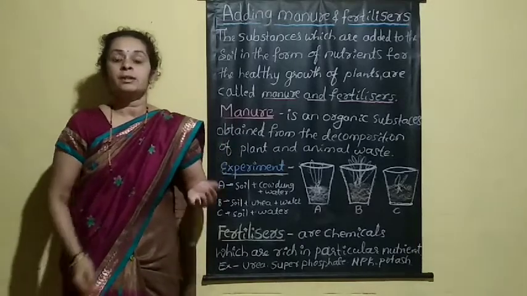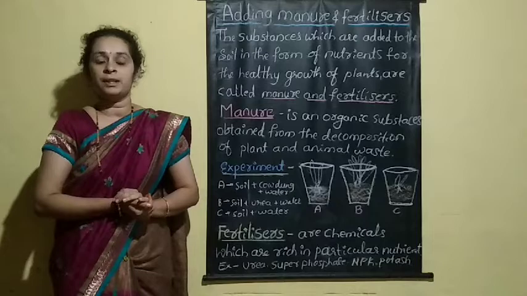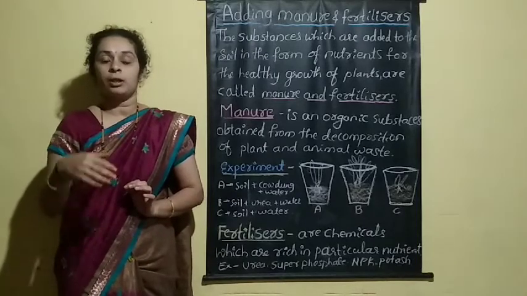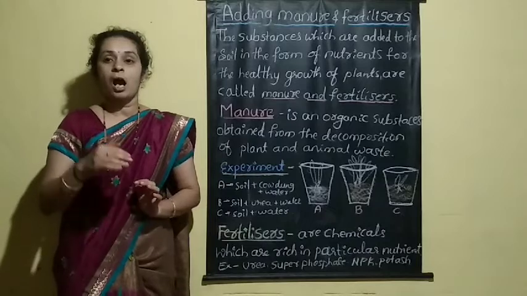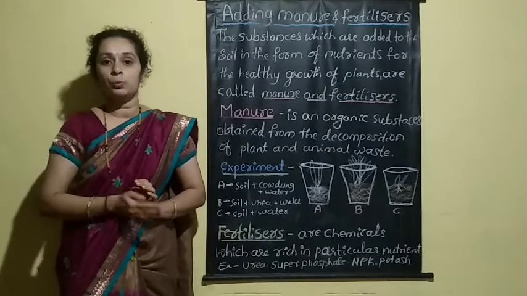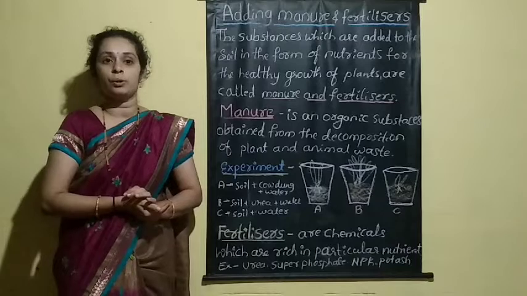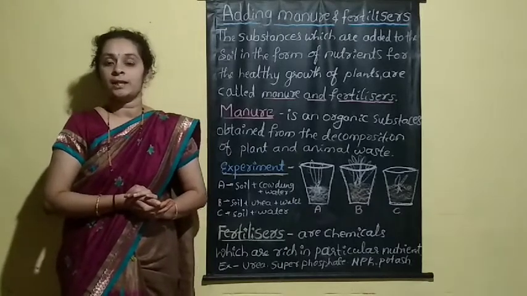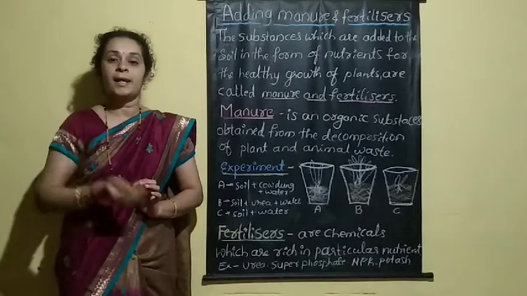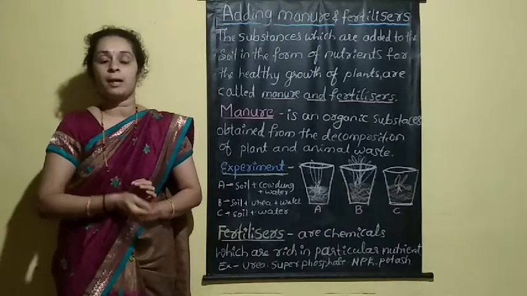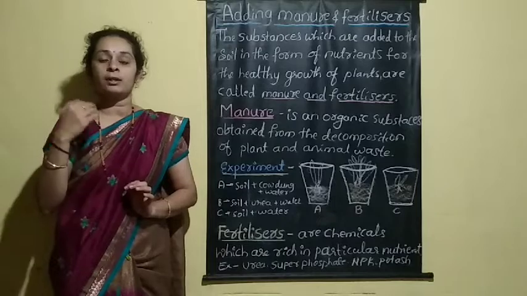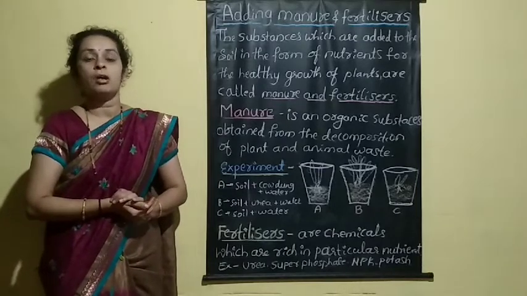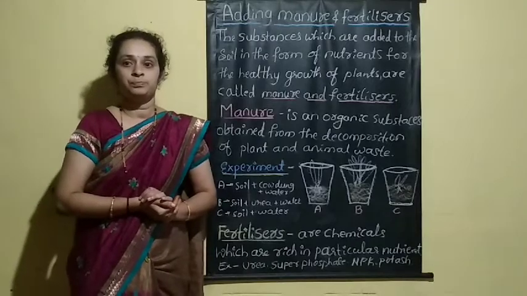Farmers will prepare the manures in the field. They put plant and animal waste in a pit in an open place, and after 1 or 2 weeks it will be converted into organic matter with the help of microorganisms. This plant and animal waste is decomposed by microorganisms and converted into organic matter. That is called organic manure.